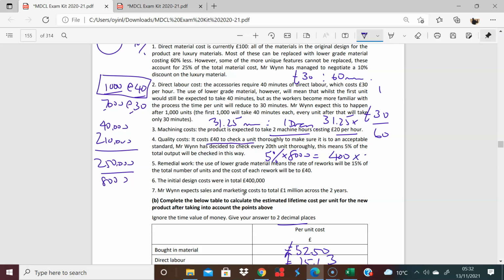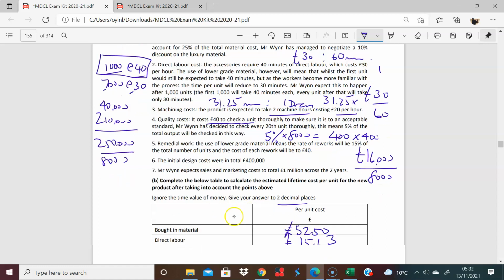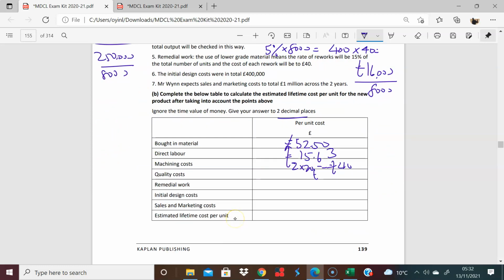So 400 units will mean a total cost of 400 times 40, which is equal to 16,000. So that's the total cost. But of course, we must spread that cost over all the units. And so 16,000 divided by 8,000 brings us to £2 per unit on average.